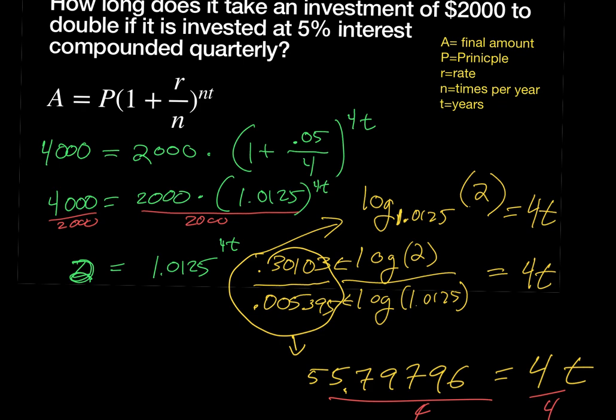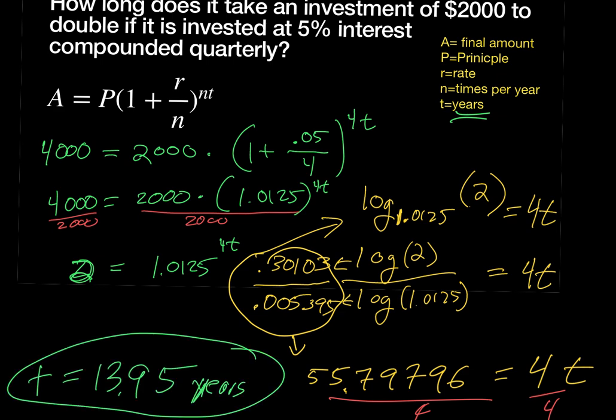t equals 13.949, or 13.95 if I round it. And my unit is years. In just under 14 years, an investment of $2,000 will double.